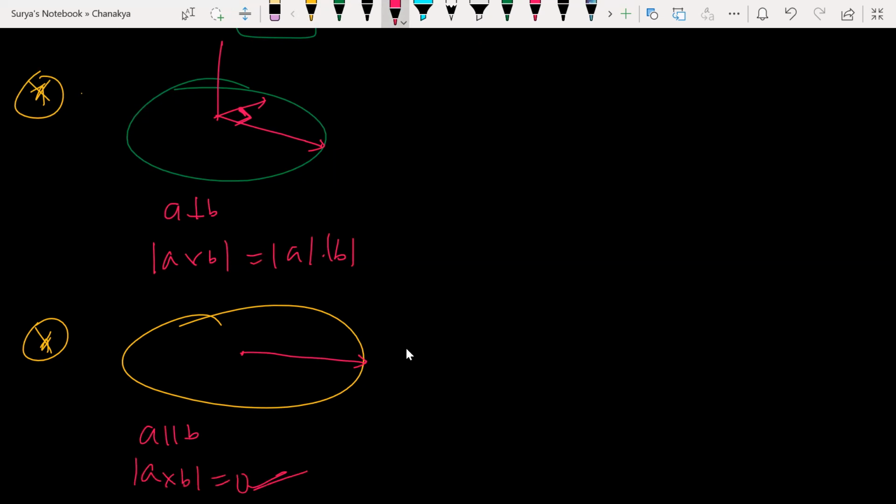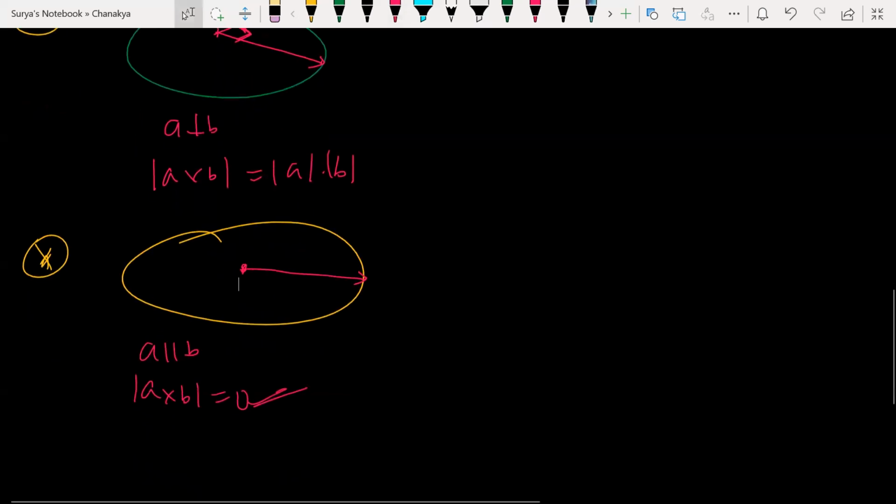When theta becomes 0, it overlaps, isn't it? A vector and B vector दोनों क्या होता है? They will overlap. If they are overlapping, can I say they are parallel? Yes. All right.